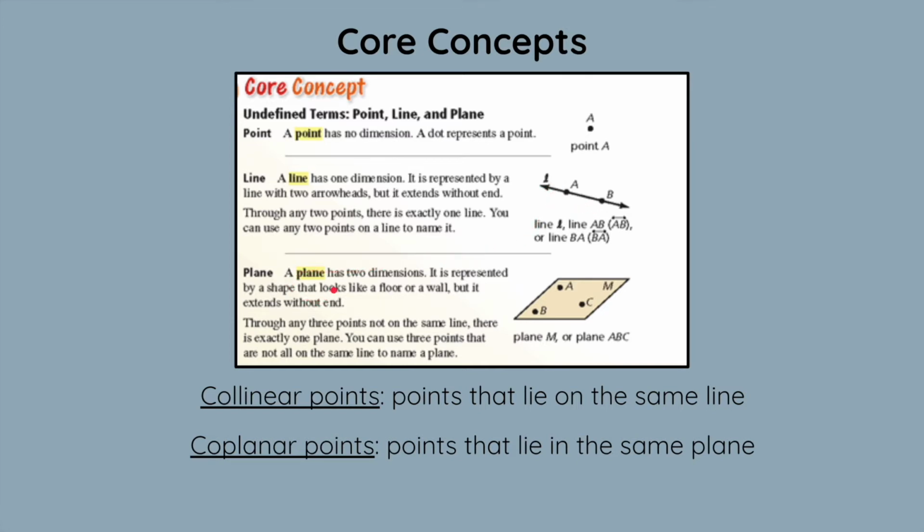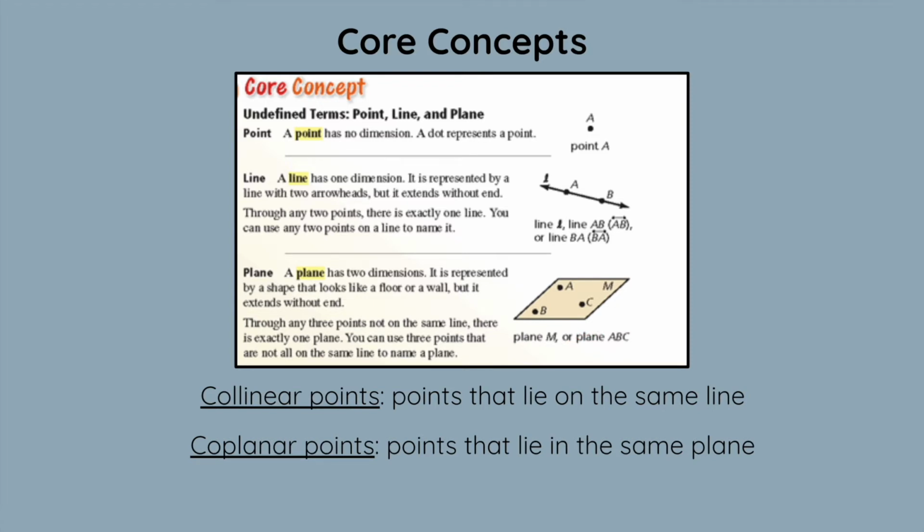Now a plane has two dimensions, and it is represented by a shape that looks like a floor or a wall. So something along the lines of this. And through any 3 points that are not on the same line, there is exactly one plane. So through points B, A, and C, there is one plane, and that plane is plane M.